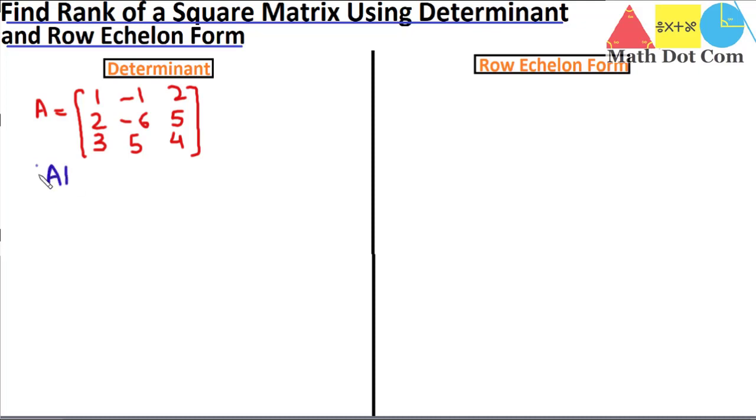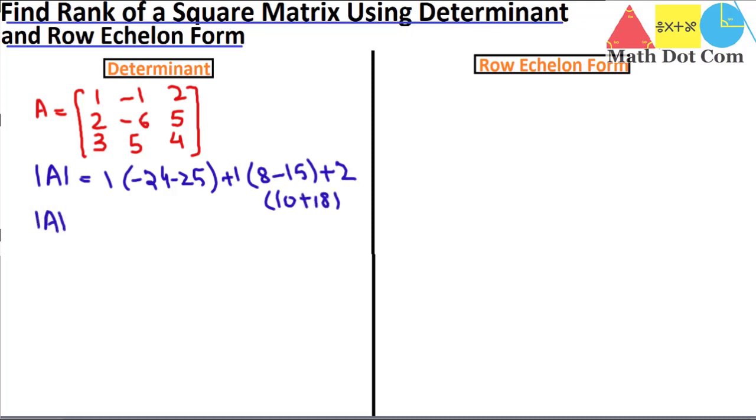In the determinant method, first we have to find the determinant of this matrix. We will make use of the concept of finding the determinant in just 2 minutes that we discussed in our previous lecture. You can find its link in the information above, or you can also visit the playlist. So the determinant of A is 1 into minus 24 minus 25 plus 1 into 8 minus 15 plus 2 multiplied by 10 plus 18. The determinant of A comes out equal to 0.